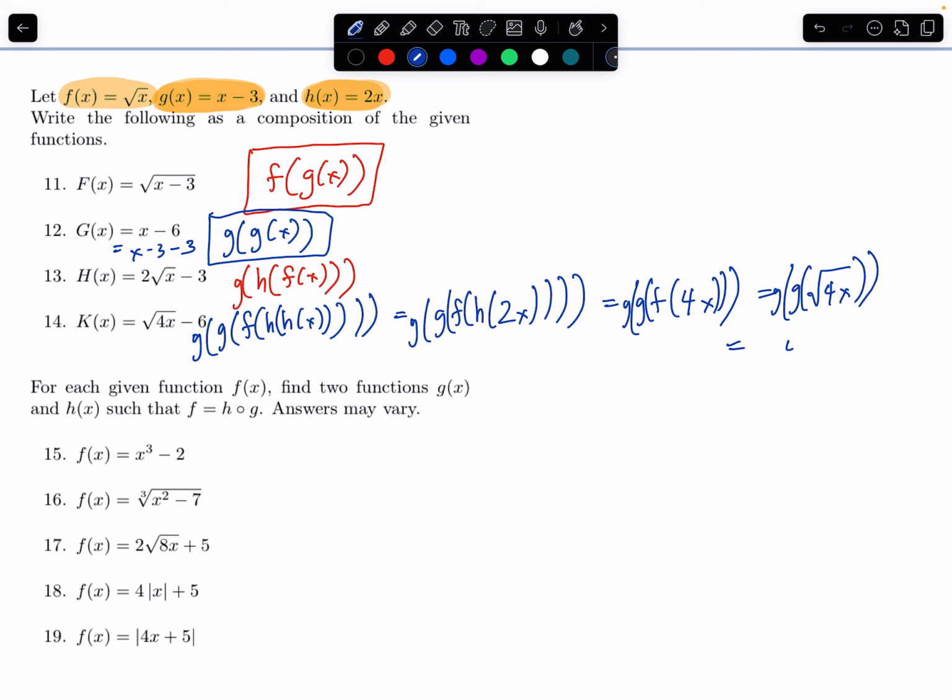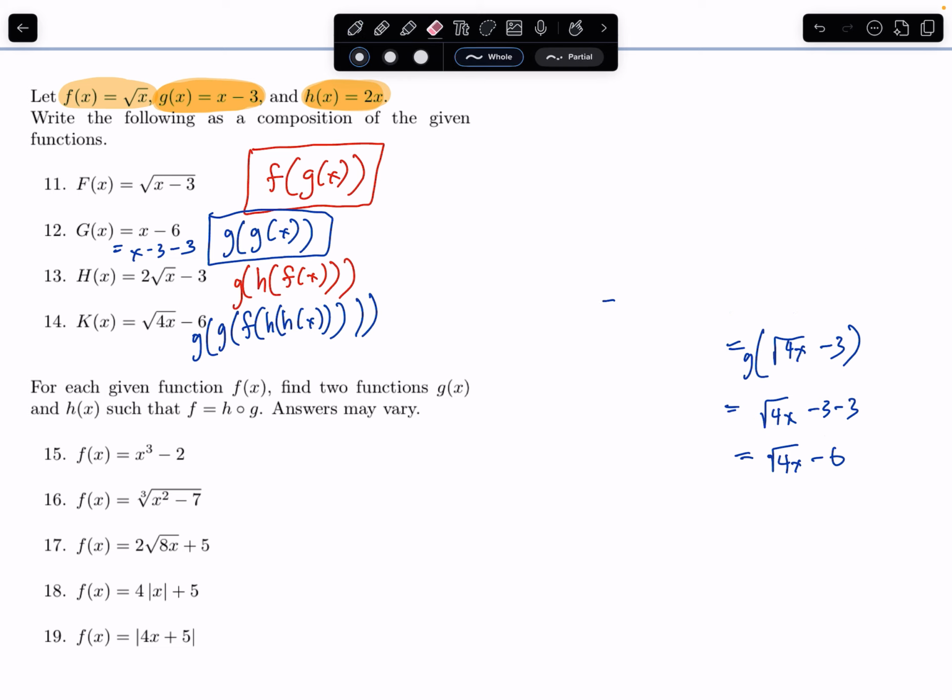Okay, take that first g. It's going to be square root of 4x minus 3. Still got another g to attach. Finally, take that last g. It's going to be square root of 4x minus 3, which is square root of 4x minus 6. So, yep, matches what I wanted it to be. So there it is. That means what I had originally was correct.